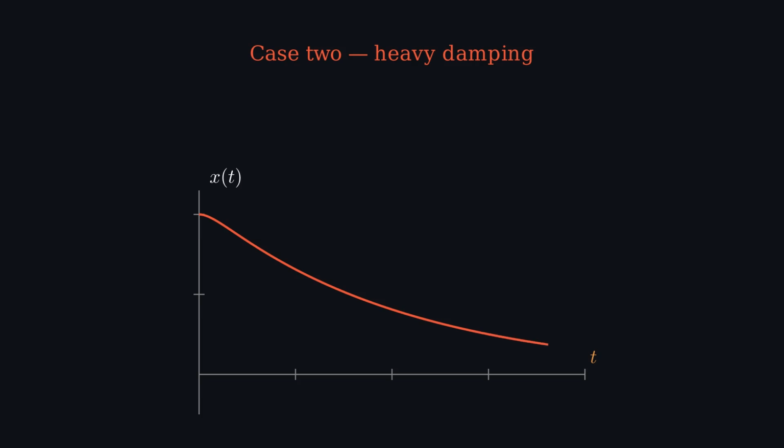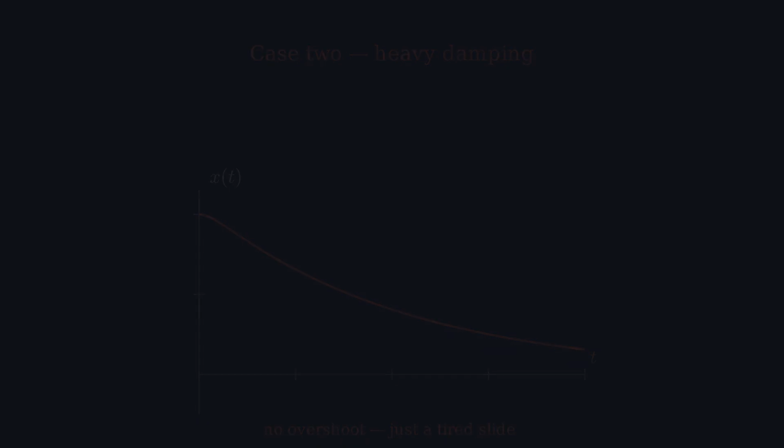Case 2. Heavy damping. Now the friction is so strong, the mass never even makes it past the middle. 2 real roots, both negative, so it's just a slow, tired slide back to rest. No overshoot, no bounce. Think of a heavy door on a good hinge, easing itself shut.